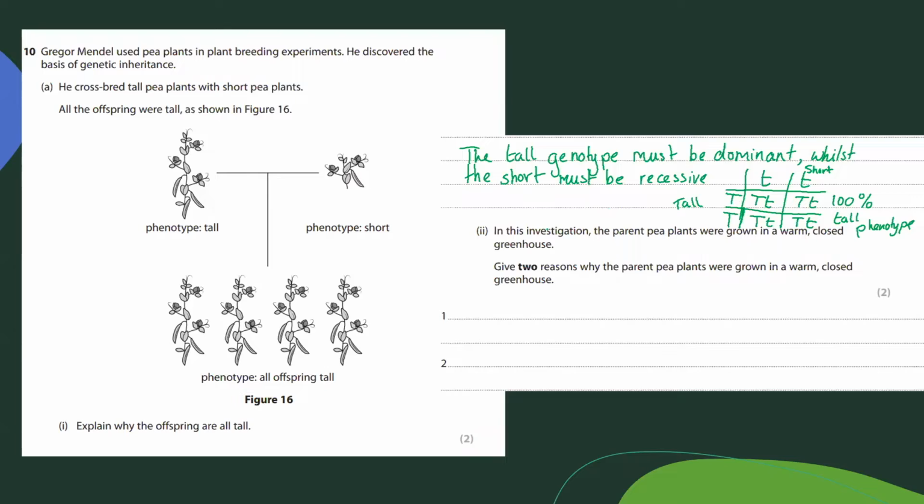So in this investigation, the parent pea plants were grown in a warm, closed greenhouse. Give 2 reasons why the parent pea plants were grown in a warm, closed greenhouse. Okay, so one of them is to give optimal conditions. You don't want them being affected by anything, and free of diseases, because that could affect things. And the other one, about being closed, is to prevent crossbreeding.